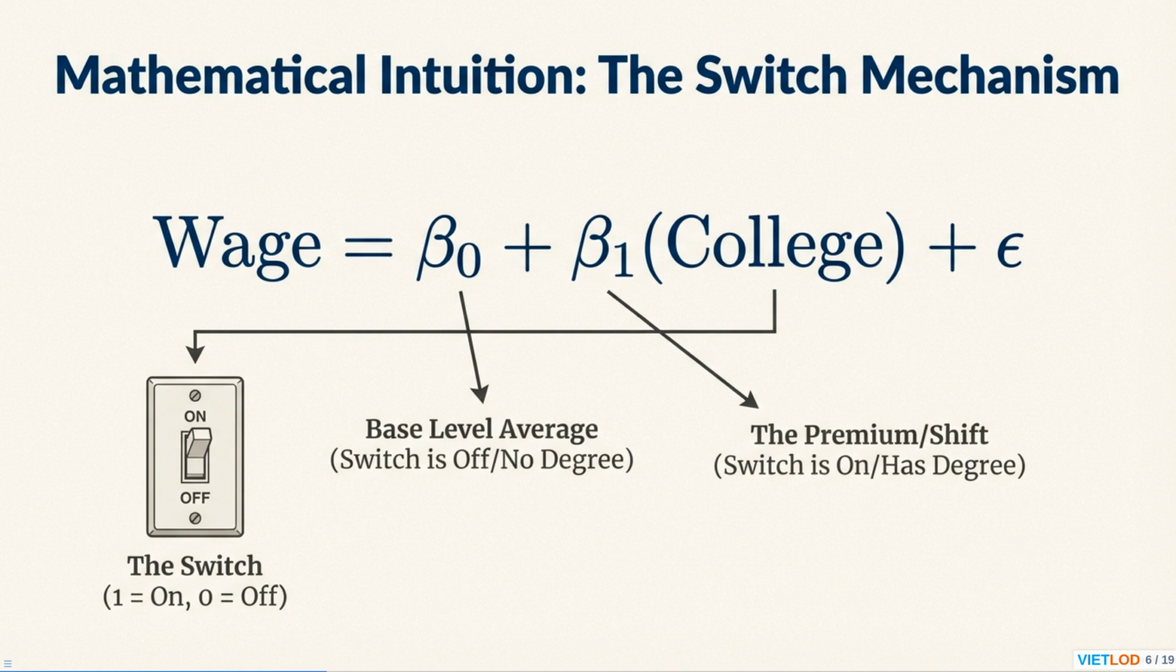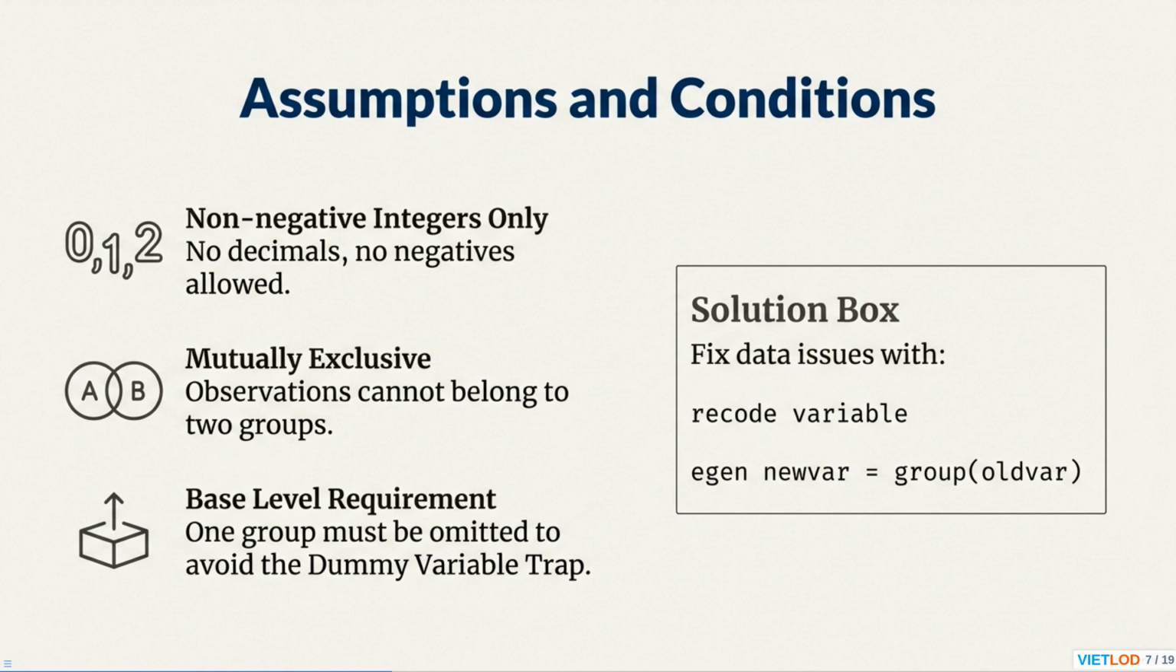This activates beta 1, which we call the premium or the shift. It's the additional amount added to the base wage specifically because the college condition is met. For example, if beta 0 is 50,000 and the college premium beta 1 is 15,000, then flipping the switch from 0 to 1 shifts the predicted wage from 50,000 to 65,000. This on-off mechanism is the fundamental building block for quantifying qualitative differences in economics.